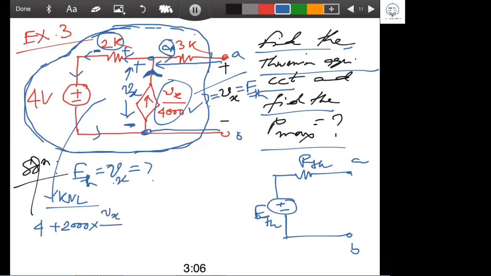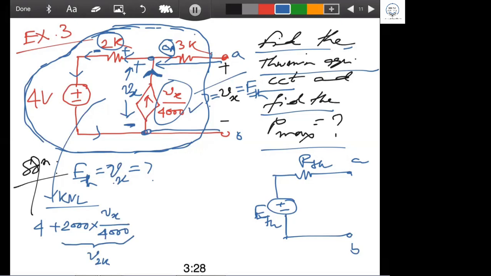Do you understand it? This current into resistance is giving you the voltage. The whole thing is the voltage V2K. Do you understand it or not? Yes, sir. Okay, good.